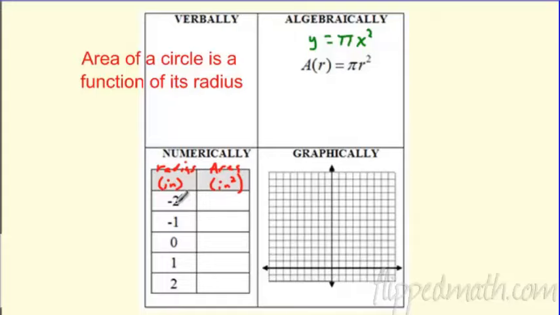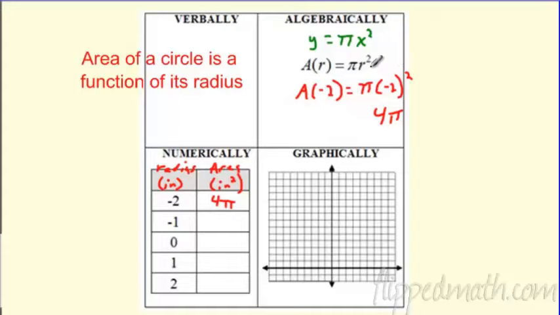So really, I'm going to plug negative 2 into this. Do you remember this notation? r is negative 2. The radius is negative 2. What comes out? Well, wherever there's an r over here, you've got to put in negative 2. So you get something like this. What does that give you? Well, negative 2 squared is 4. That's 4 pi. So really this first one is 4 pi. Awesome. So that's function notation.